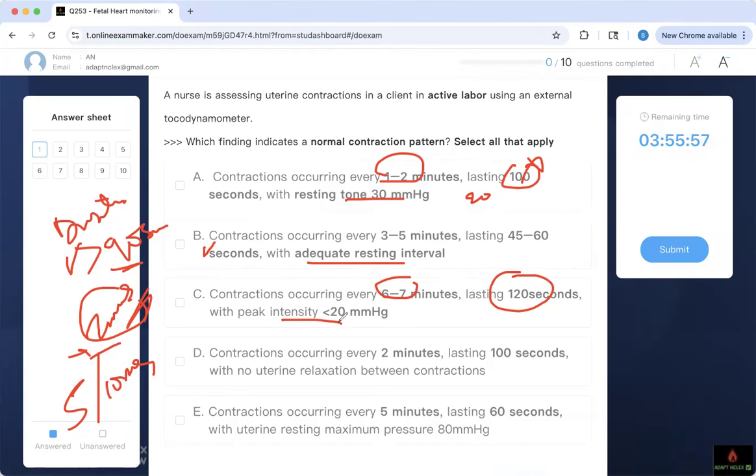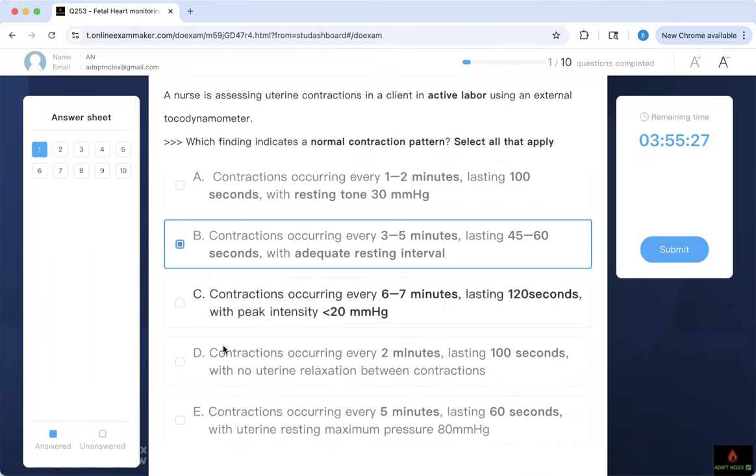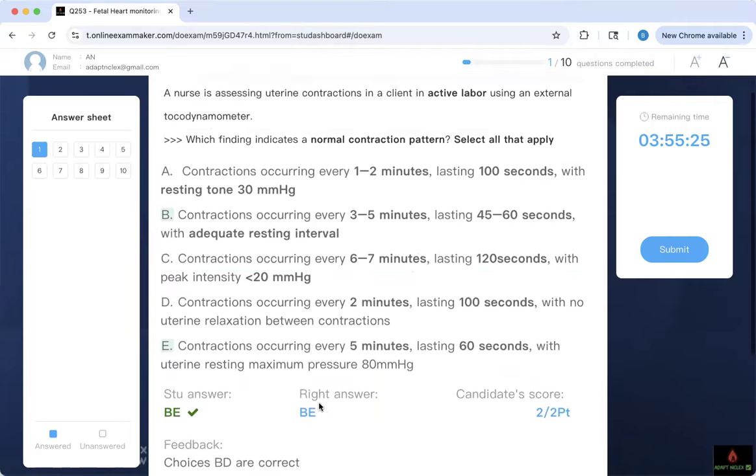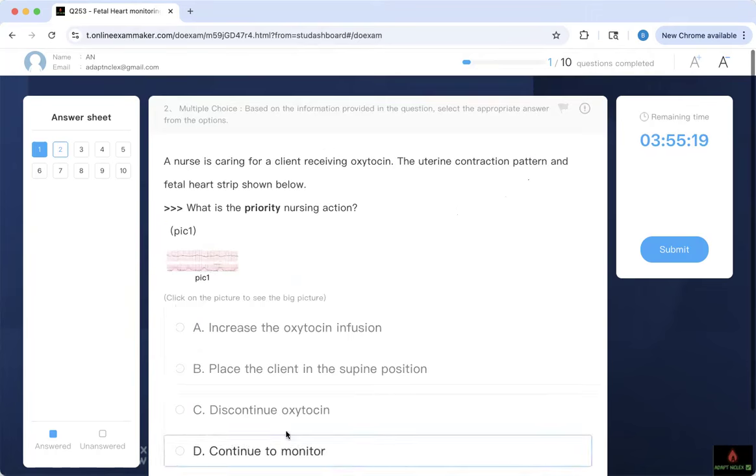Contractions occurring every 2 minutes. So this is borderline, but the duration is too long, 100 seconds. And there's no relaxation. That's the problem. Contractions occurring every 5 minutes. So it's a long time before they contract. That's good. And it's lasting 60 seconds, and the maximum pressure is 80. Therefore, B and E are the right answers. But these are numbers I want you to write down and be comfortable with when you see a question. And you have to know them. You can take a picture of them so you can review next time.